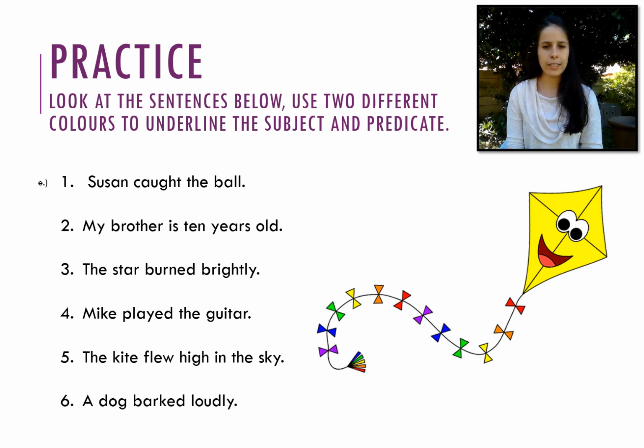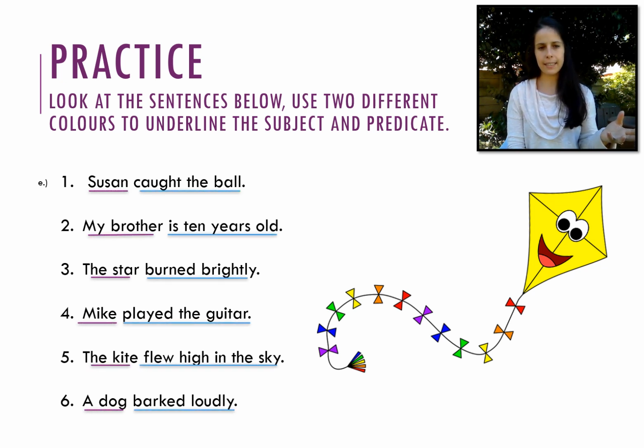Okay, here are your answers. Let's have a look. Sentence 1, Susan caught the ball. Now I've used purple to underline the subject and blue to underline the predicate. So Susan caught the ball. My subject is Susan and my predicate is caught the ball because it's the rest of the sentence. It includes my verb as well as my object. Caught would be my verb and the ball would be my object. Now for today, if you're still a little bit unsure about verb and objects, that's fine. I just want you to understand subject and predicate for now. I am, however, going to bring up verb and object because we have discussed this in class, okay?